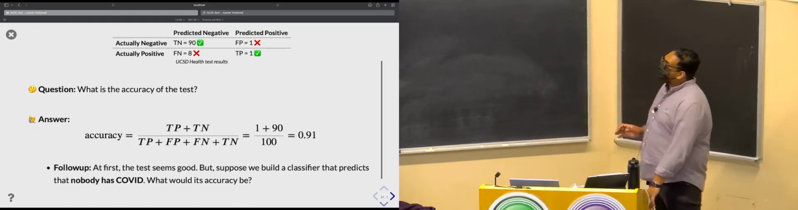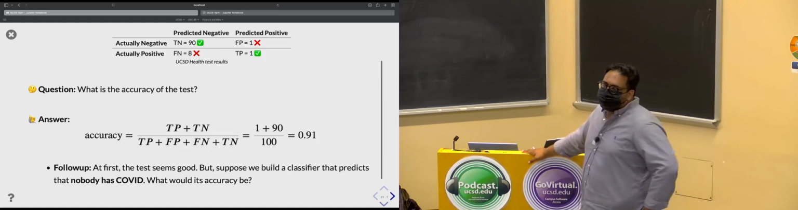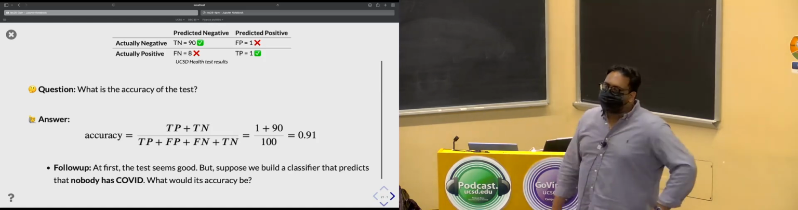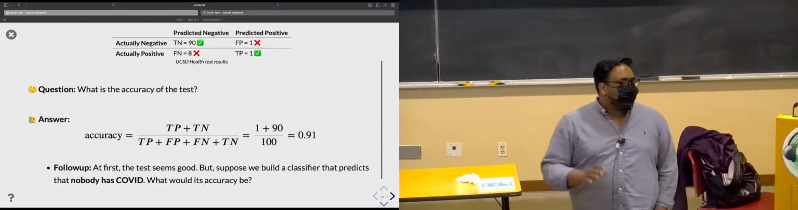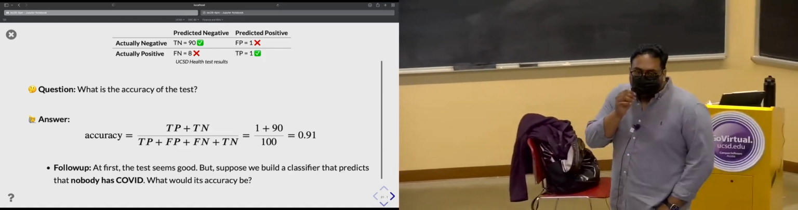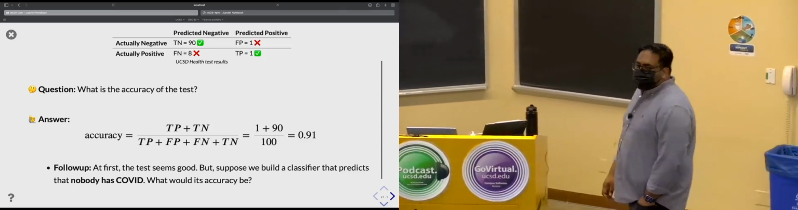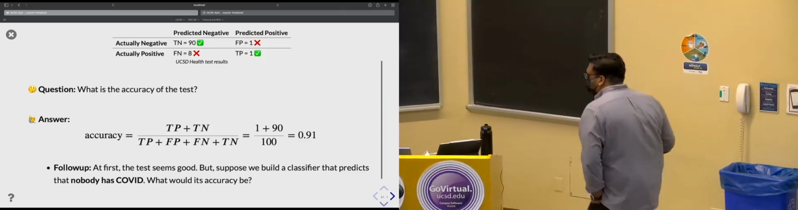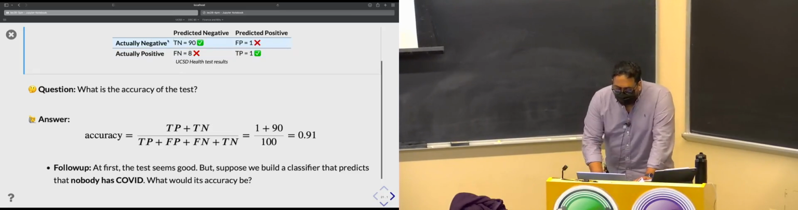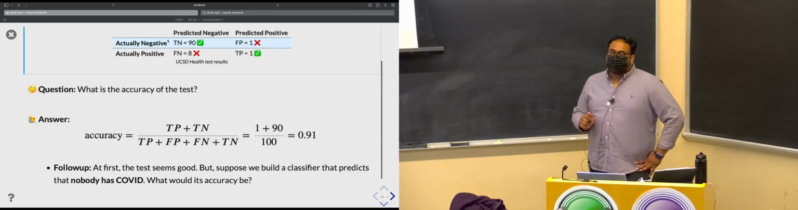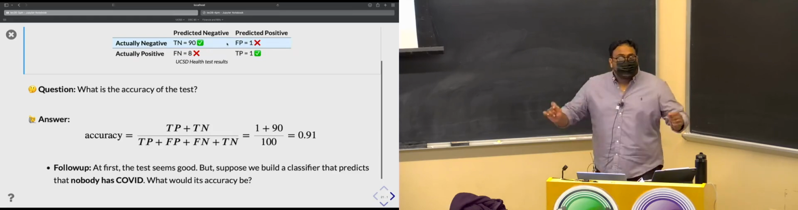But what would happen here if we said, okay, let's just ignore what the test says. What if we just predicted that nobody has COVID? So we swab someone's nose and we throw it away and say you don't have COVID. What would the accuracy of that test be? If we just say no one has COVID, why would that be 91%? Exactly. Here, if we just said nobody has COVID, then we only have to look at one column, right? Everyone's either a true negative or a false negative. How many people actually don't have COVID? 91, right? Because this is the actually negative row. 90 people here don't have COVID, and then one more person here doesn't have COVID. So 91 people don't have COVID.